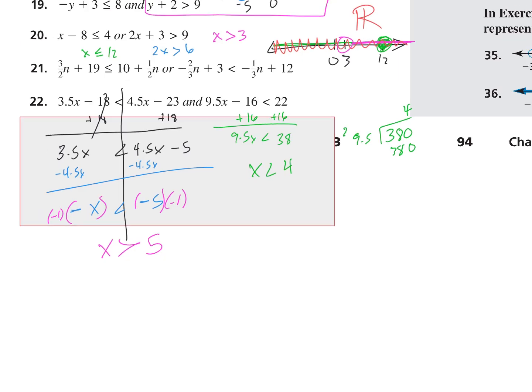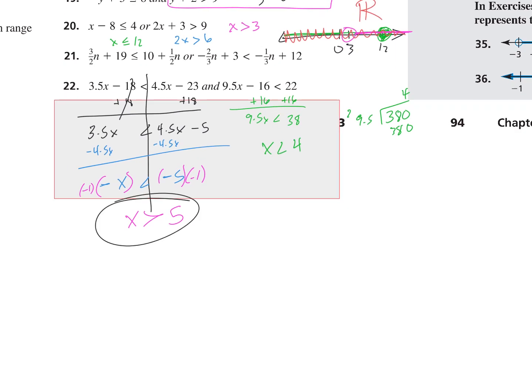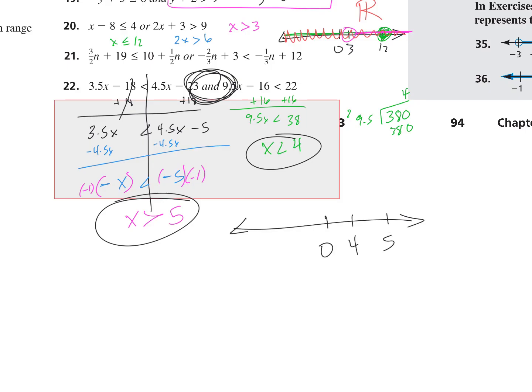Okay, so we have this guy, and we think it is an and, so let's graph it. There's 0, there's 4, there's 5. X is smaller than 5. Open dot, smaller than 5. And then x is less than 4. So open, it's not. Back up. X, so open dot there, x is greater than 5. There we go. And then the green one is x is less than 4, open dot.